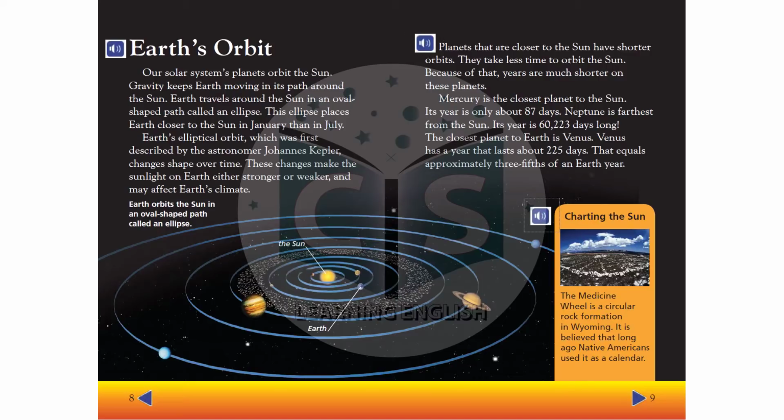Charting the Sun. The Medicine Wheel is a circular rock formation in Wyoming. It is believed that long ago, Native Americans used it as a calendar.